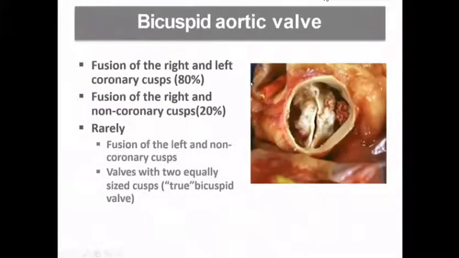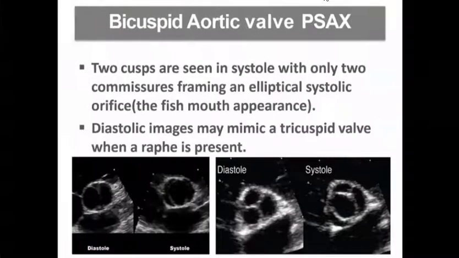So the next part, which is quite common, is the bicuspid aortic valve. Actually, the true bicuspid aortic valve is quite uncommon, less than 5%, where you only see two cusps. Most of them are because of fusion at a raphe. Almost 80% of these valves have fusion of the left and right coronary cusps, and fusion of the right and non-coronary is 20%. So the two equal-sized bicuspid valve is quite rare, and most of these true bicuspid valves do not develop as much aortic stenosis as the other variants.